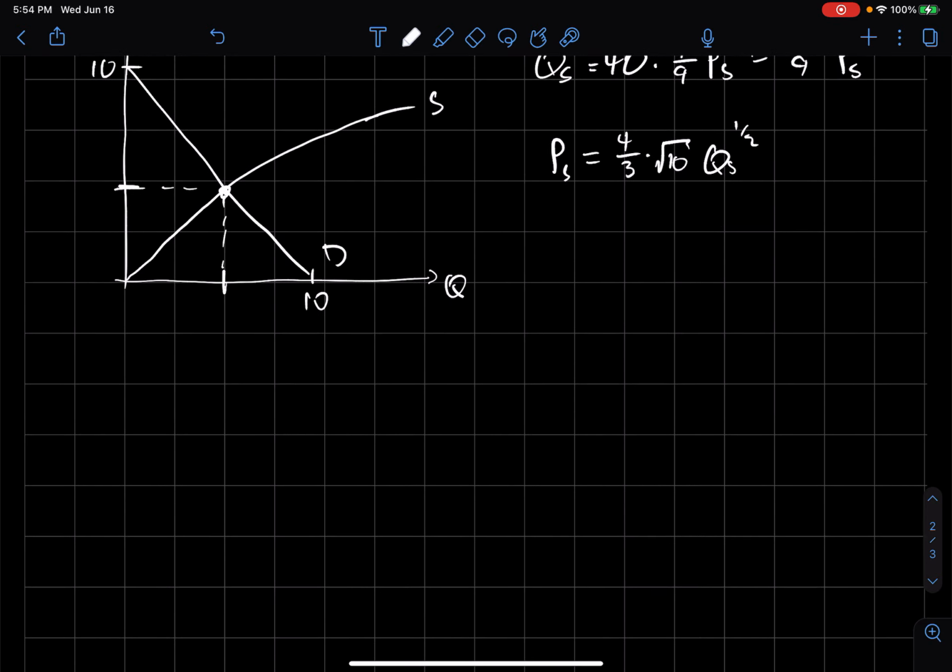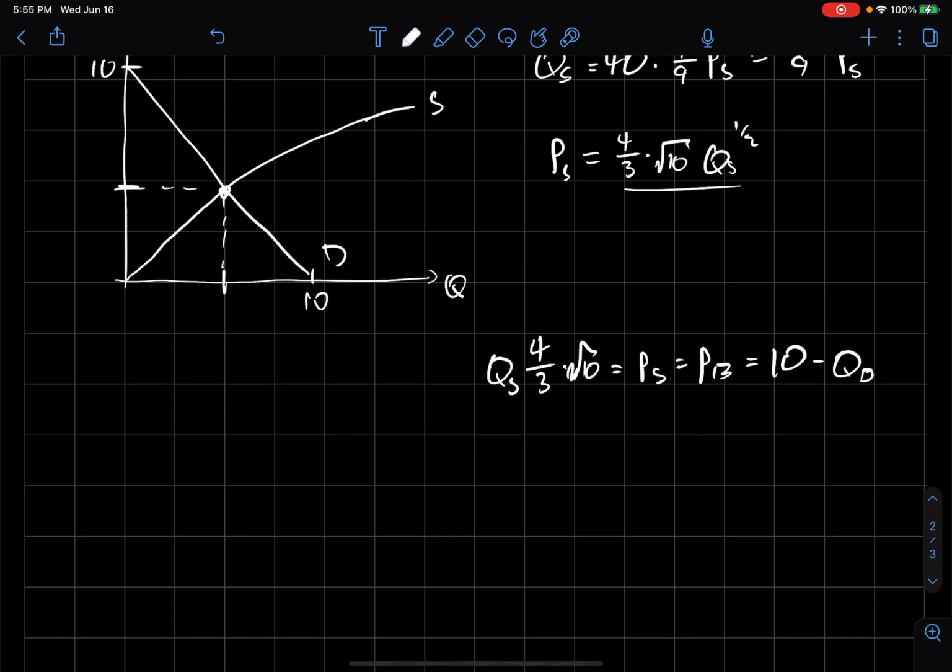All right. So let's set this equal to the demand curve. Maybe we'll do this down here. We have price for the seller equal to price for the buyer. Price for the buyer is equal to 10 minus QD. And the price for the seller is equal to 4/3 times the square root of 10 times QS to the 1/2.